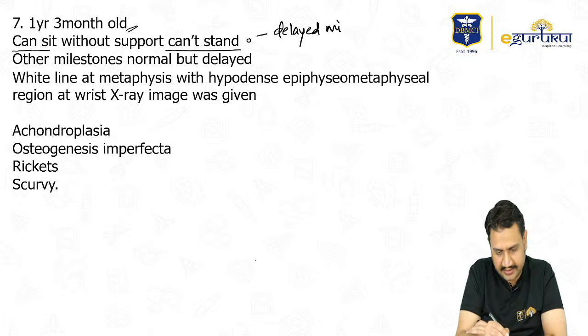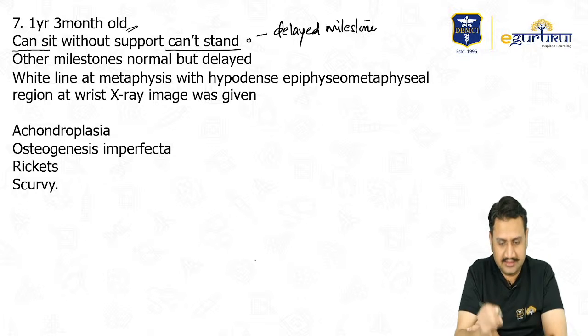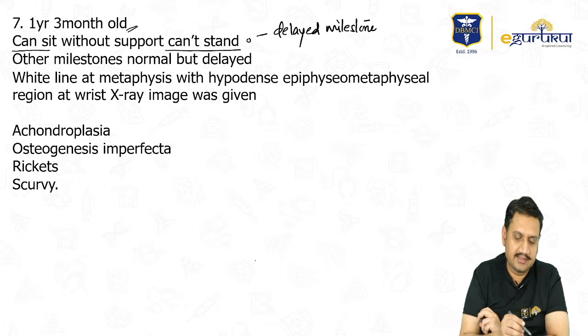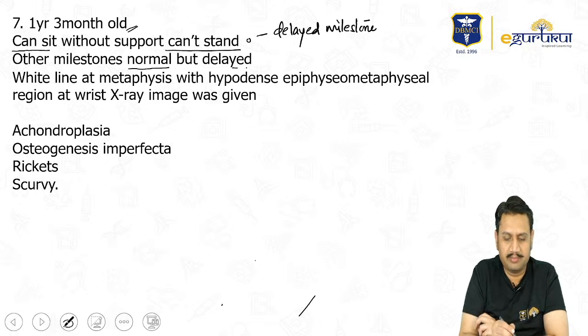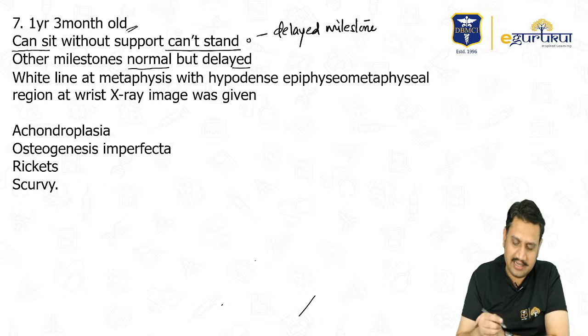There is a delayed milestone, right? That is what they are telling. And the white line, the other milestones are normal but delayed. That is what they are saying. No, a white line at the metaphysis is there.